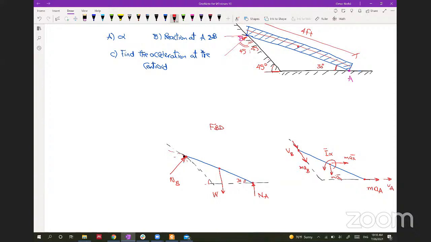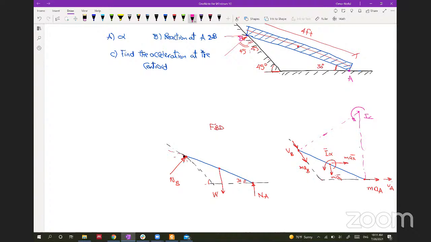If you want to know the instantaneous center of zero velocity, you draw a perpendicular to the velocity at this point and a perpendicular to the velocity at the other point, and you will find that this is the instantaneous center of zero velocity. And this line is not equal to this line, because here we have an angle of 90 degrees and here 45 degrees. So make sure that you do the geometry right, because we have different angles here.